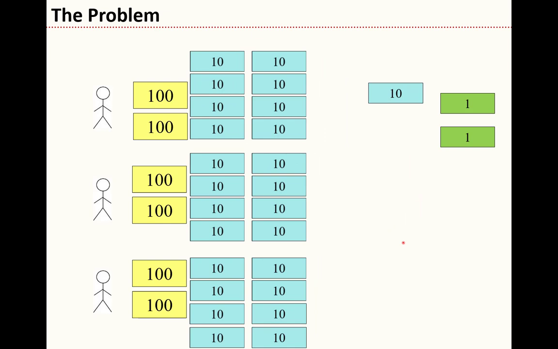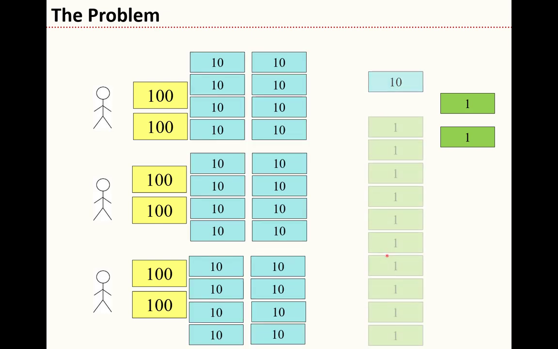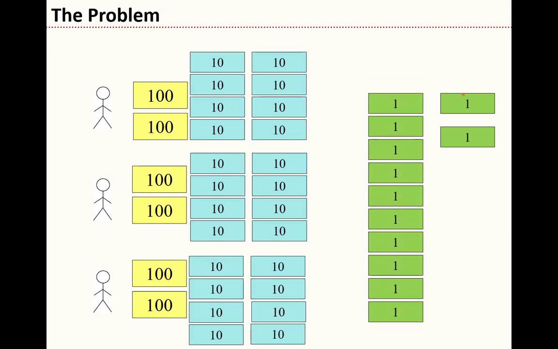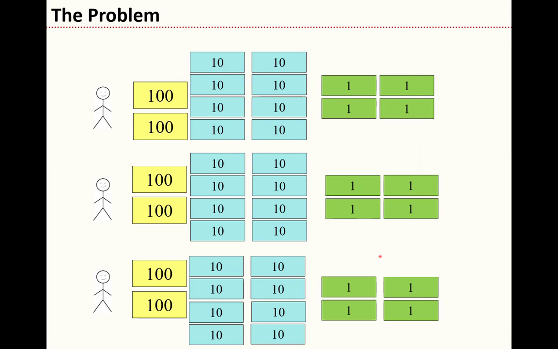Each person will get 8 tens, but then I have a single 10 left over. I can't split the 10 among 3 people. Oh, but here's what I can do. I can take that 10 and convert it into a bunch of ones. Now I have 12 ones, and let's split those 12 ones. And there it is. Oh, and now they're happy.